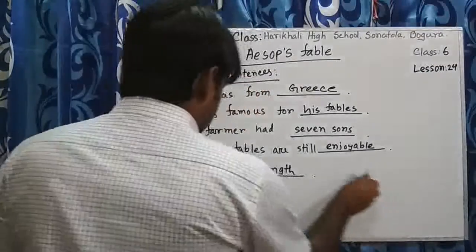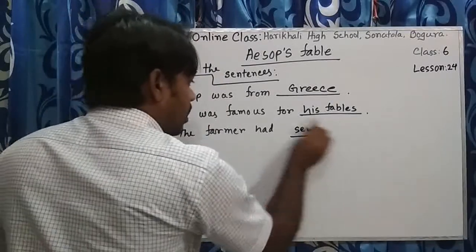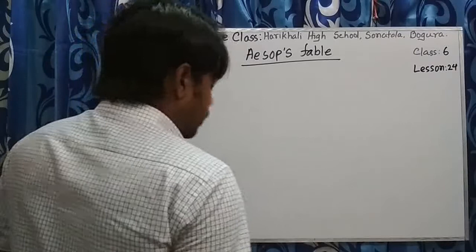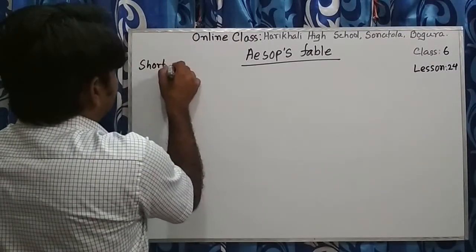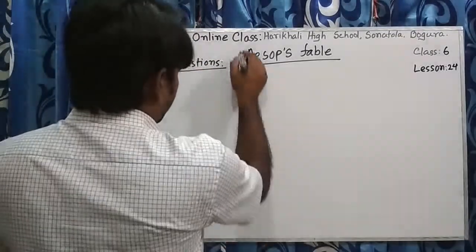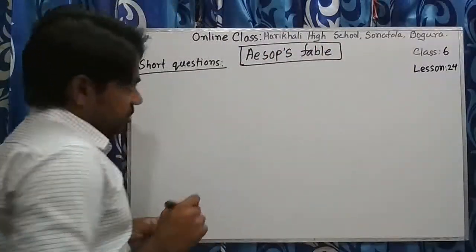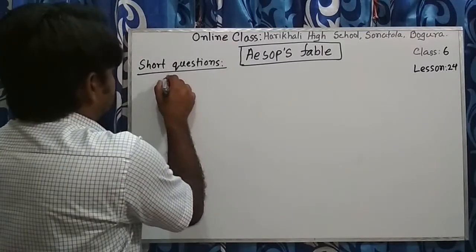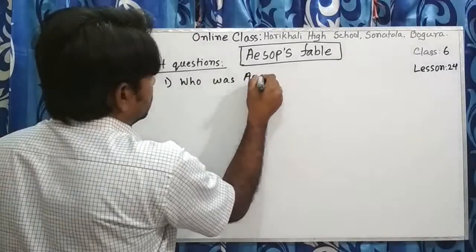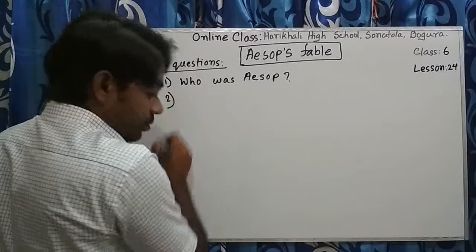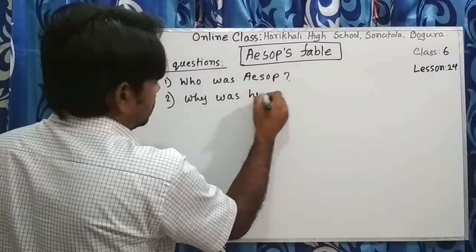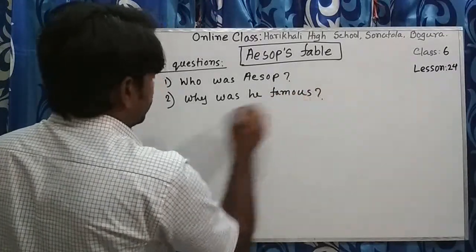I am erasing. Go through the book quickly. Short questions. Number 1. Who was Aesop? Number 2. Why was he famous?